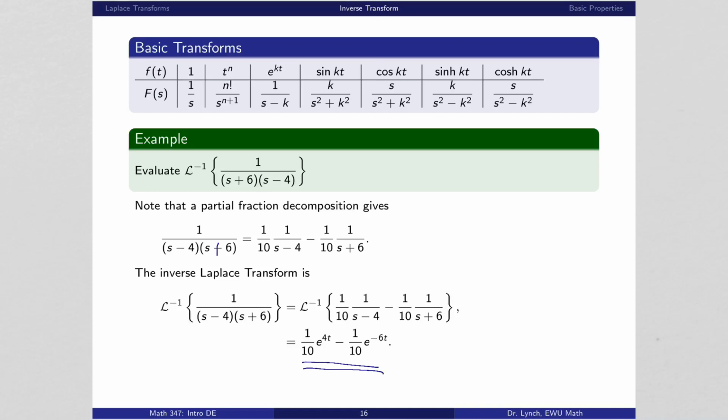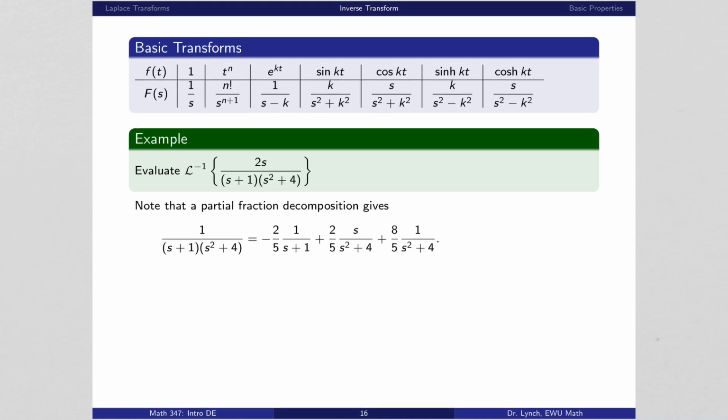Another partial fraction decomposition example, a more complicated one. Here is the inverse transform of 2s over the quantity s plus 1 times s squared plus 4. So again, a partial fraction decomposition in this case tells us how to take apart this rational function into several parts. There should be a 2s here, not a 1. Sorry about that typo. So a 2s in the numerator comes apart, and we obtain this form for the partial fraction decomposition.